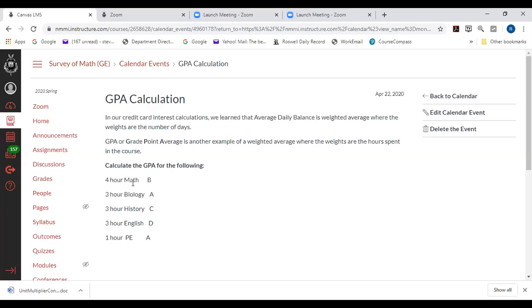All right. So this particular person took a 4-hour math class and made a B. Maybe this is the midterm grades, the 9-week grades. A 3-hour biology class, made an A. A 3-hour history class, made a C. A 3-hour English class, made a D. And a 1-hour PE, that stands for physical education. If you didn't know, in 1-hour physical education, everybody makes an A in PE, right? But anyway, what I'm going to do is go through this calculation with you.